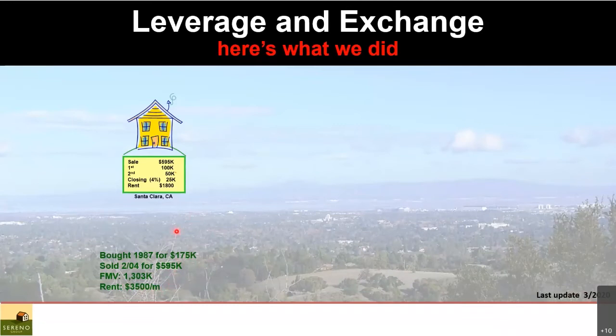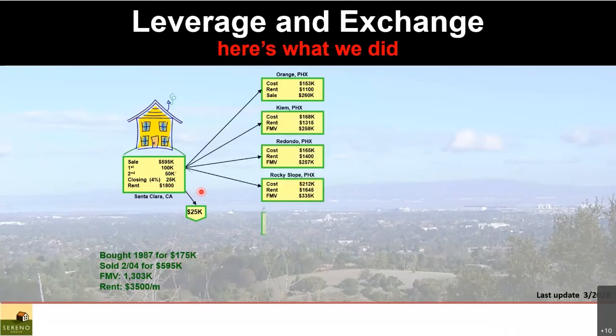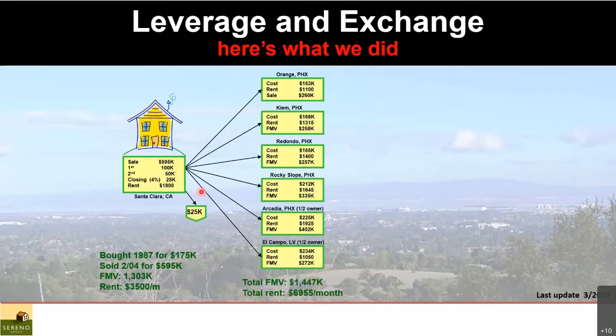When we sold it and did an exchange, we put $25,000 in our pocket, and then we bought about 6 properties in Phoenix. This is all Phoenix area, and this is one in Las Vegas. So today, the fair market value of that is about $1.5 million, which you already see is higher than the property here in Santa Clara.